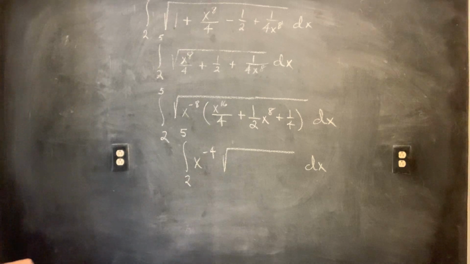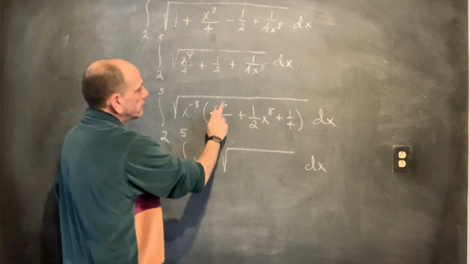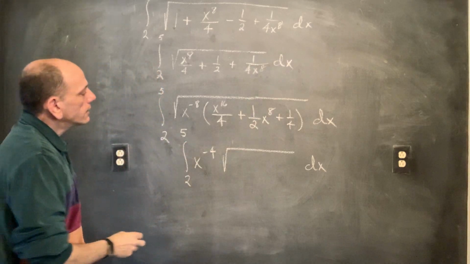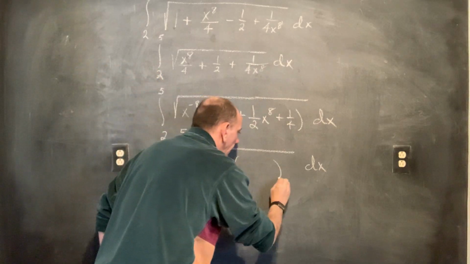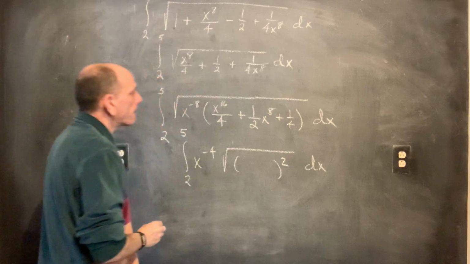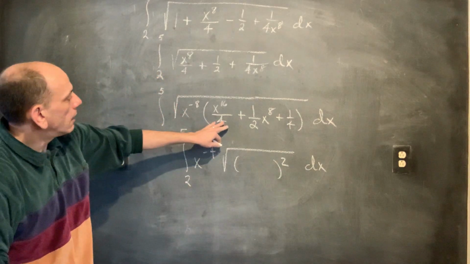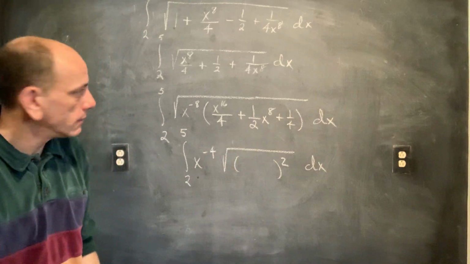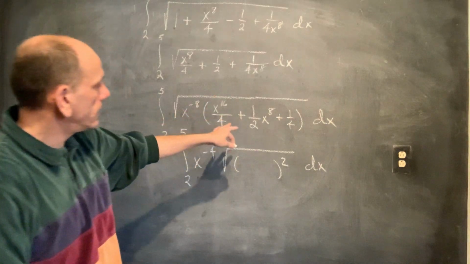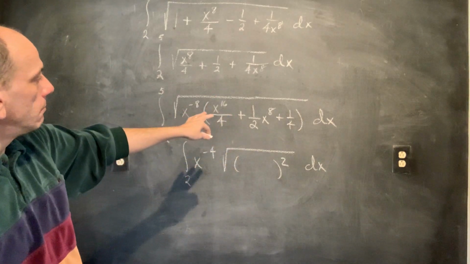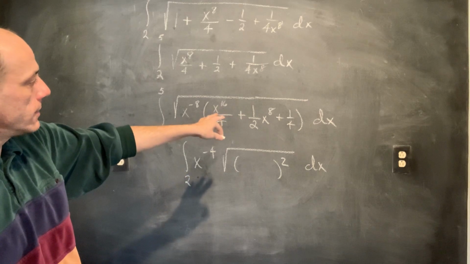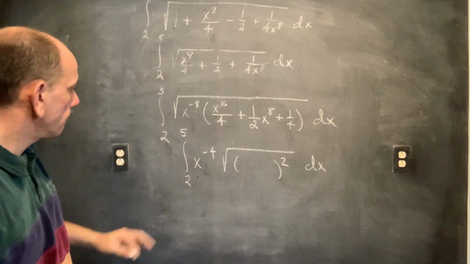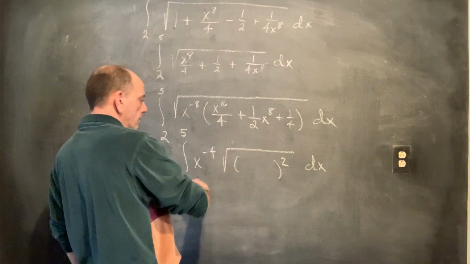Now, this is quadratic-like. Look, 16th, 8th, and 0. So this looks like it's a perfect square. We could pull out a 1/4 and take its square root, and then it becomes even more obvious. It's x to the 16th plus a half x to the 8th plus 1, right? But let's say we didn't.